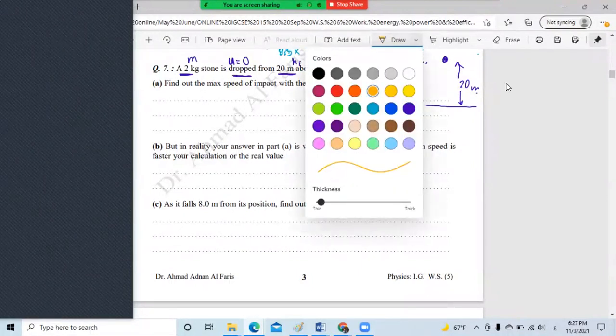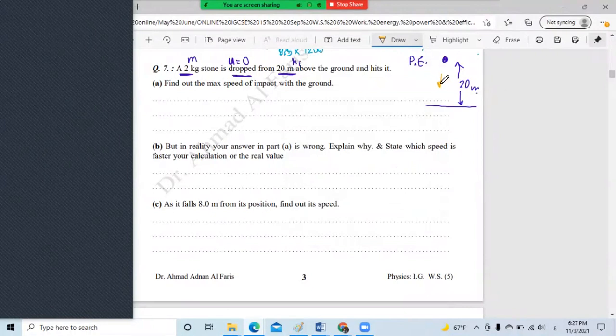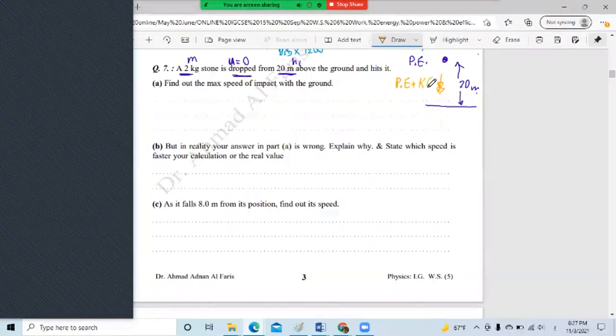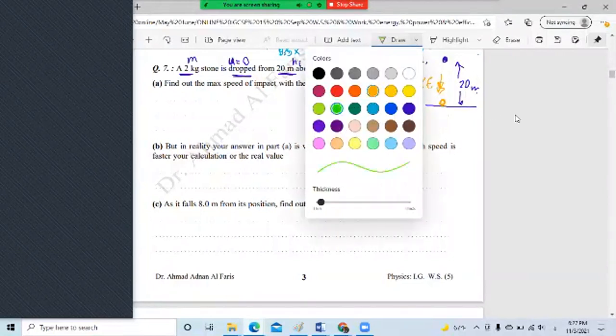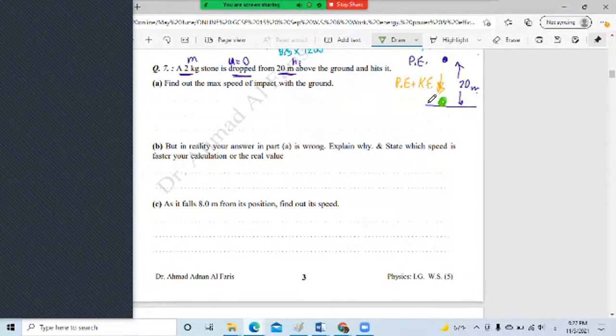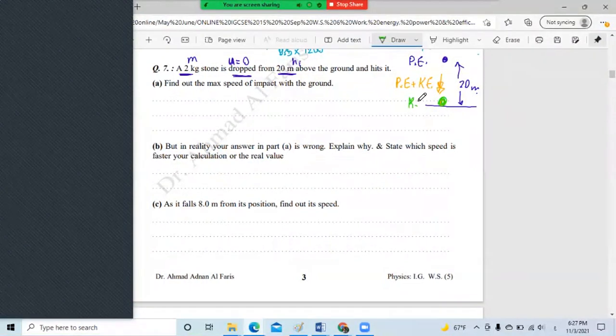But during falling, as it falls down and accelerates, that means it still has potential energy plus what? Kinetic energy. As it reaches here and hits the ground, there is no height, so it only has what? Kinetic energy. There is no potential energy.